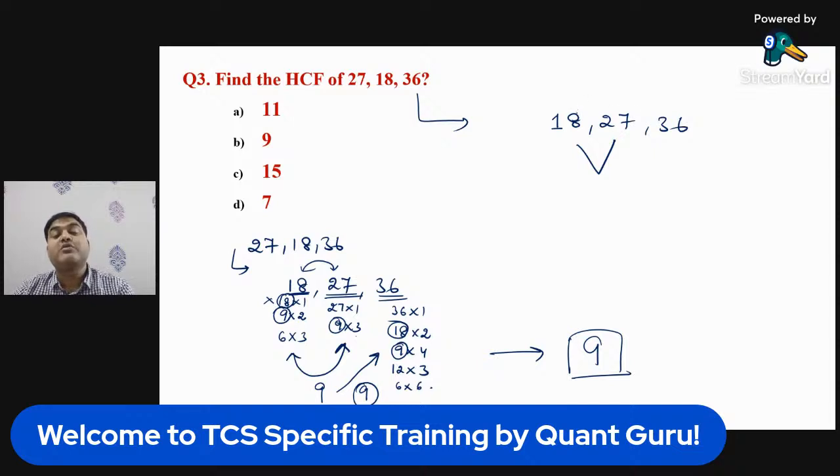What is the HCF, the highest common factor, of 18 and 27? 9 twos are 18, 9 threes are 27. So the highest common factor is 9. Can 9 divide 36? Yes, it can. So this is your answer.